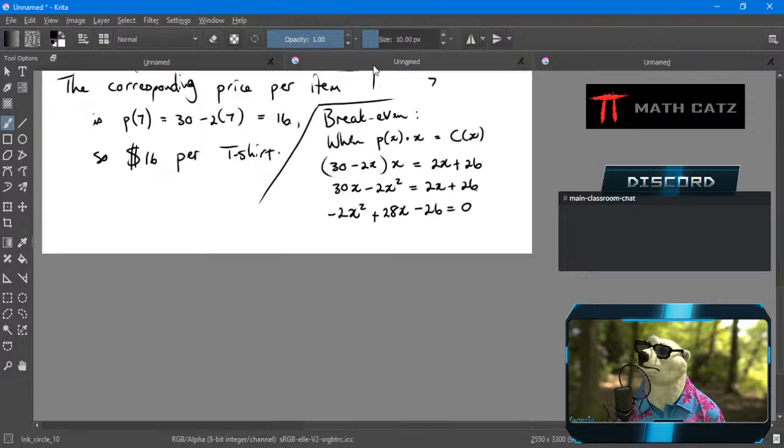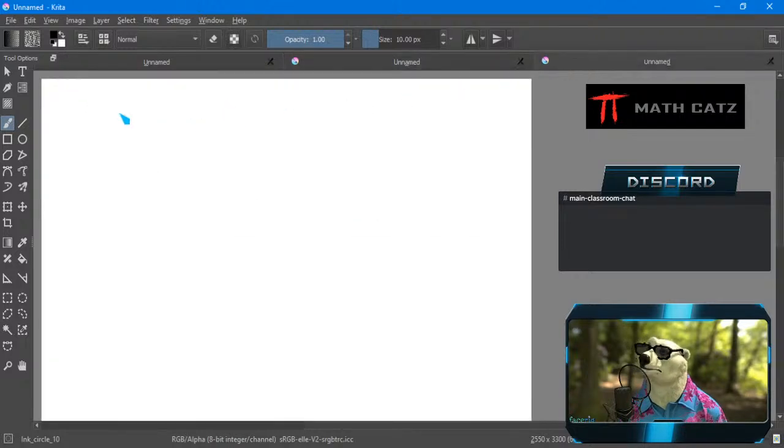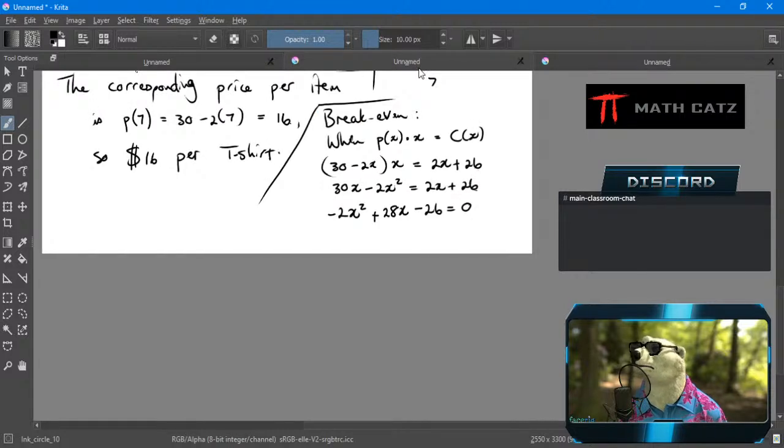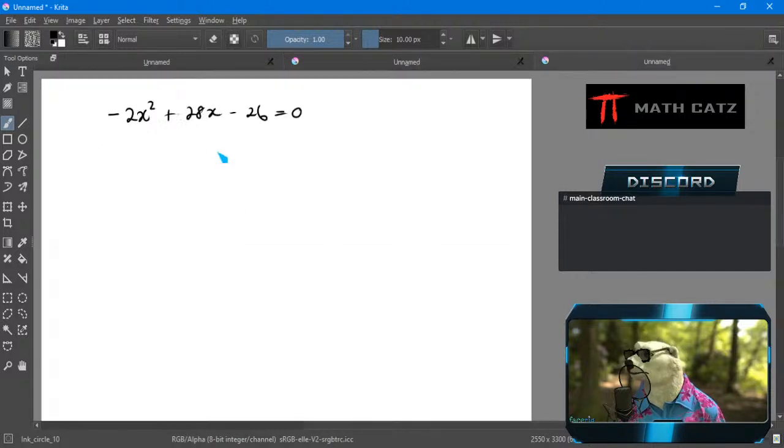So let's see here. Now I don't remember my function. Negative 2x, I'm going to have to write this again. Negative 2x squared plus 28x minus 26. I do remember some of it. Double check, double check. Good. Hopefully that's right. No one is saying that they disagree, so that means they agree.